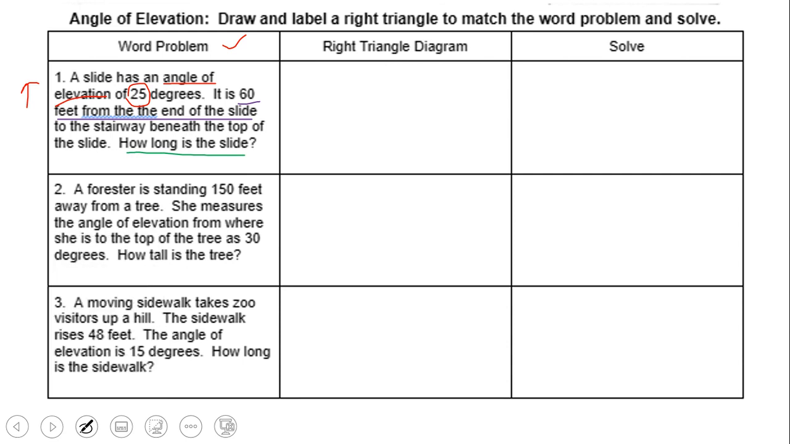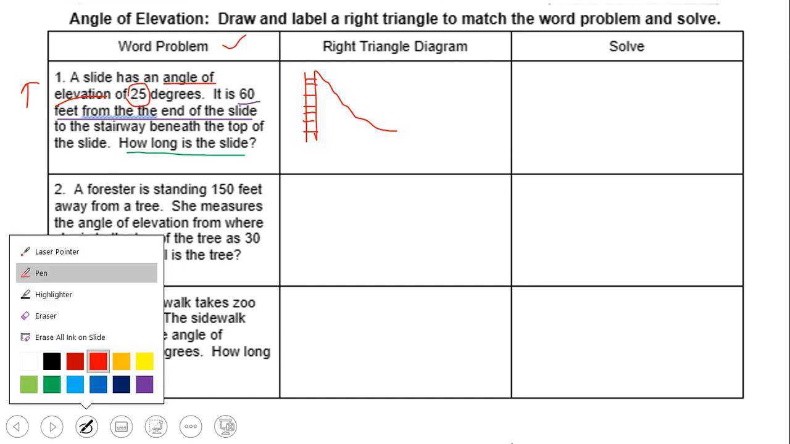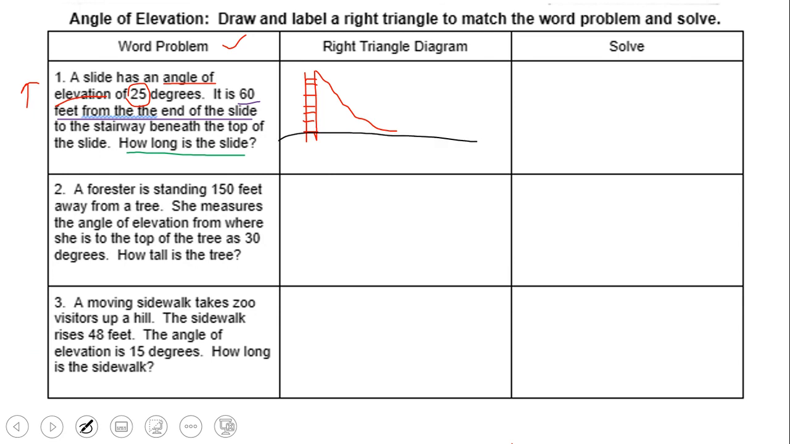So I need to draw a picture of a slide. Usually a slide starts with some sort of ladder system, and then you go down the slide. Now I know it needs to be a right triangle, so I'm drawing it a little less curvy here. It says that it has an angle of elevation of 25 degrees. Let's just make this the floor. So it told me that my angle was 25 degrees.